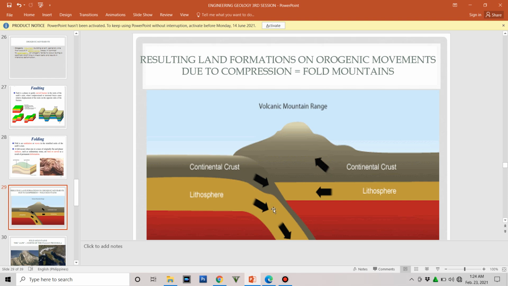And because of that, a quick application of the force will tend to have a breakage. So instead na fold yan, magiging faults. Okay? So yung fold, it will form through a slow pace of formation, very gradual. Okay?